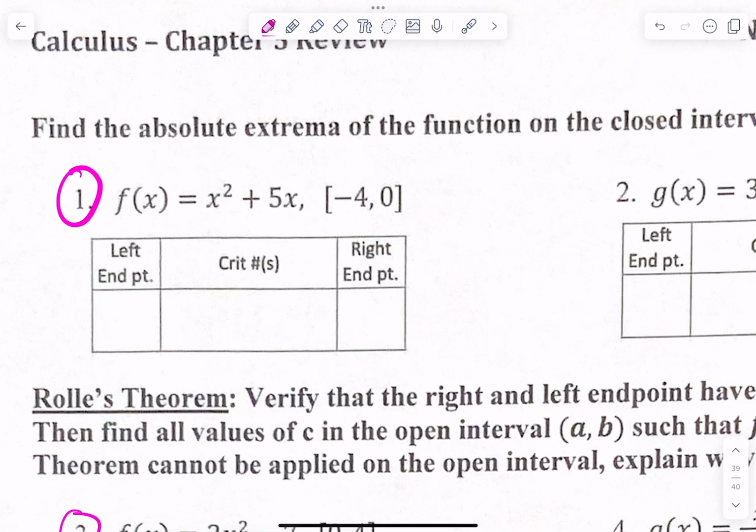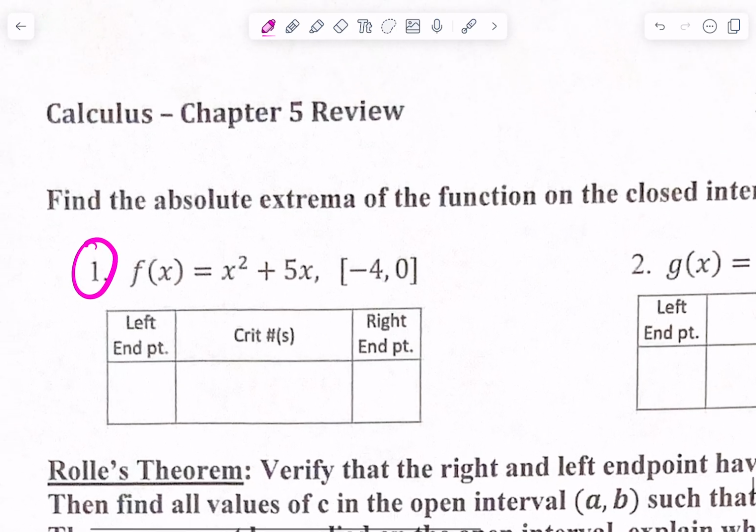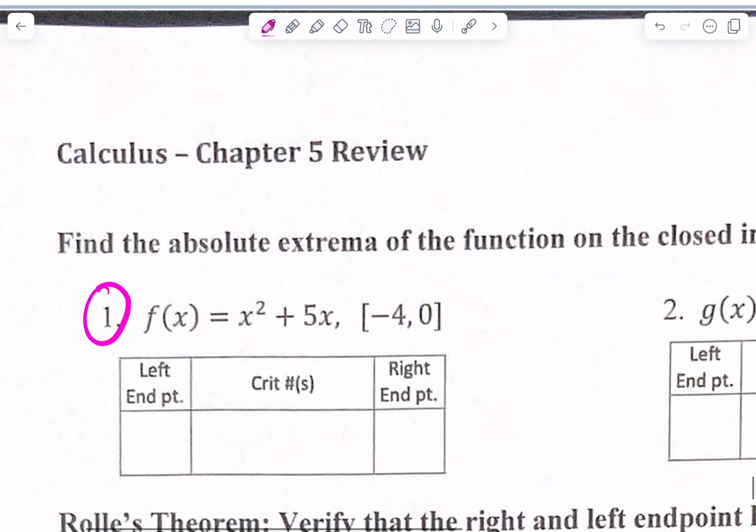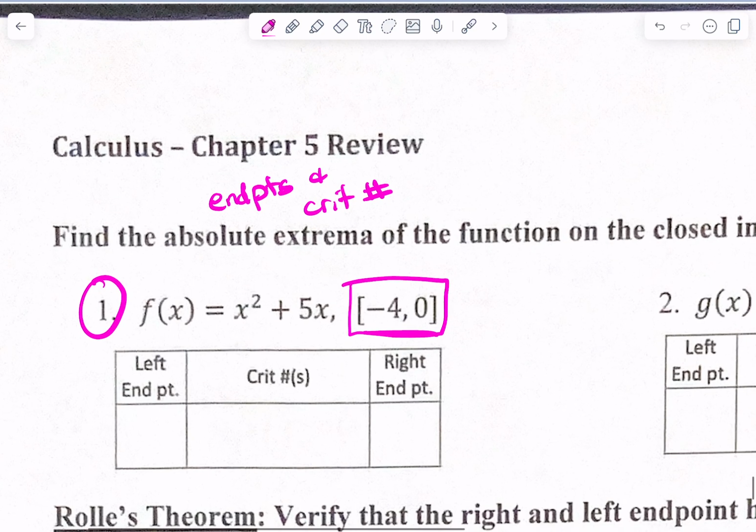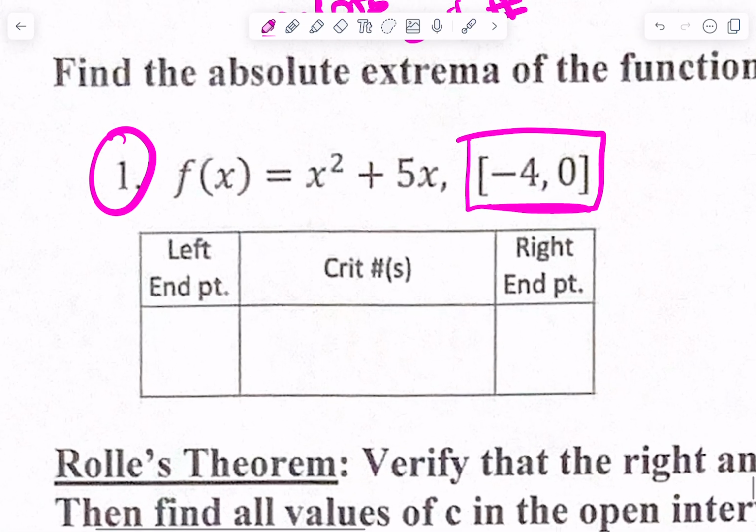Here we go. Find the absolute extrema. The only points that are going to give me an absolute highest and lowest point are checking the endpoints and checking critical numbers. So, left and right endpoints, if I have a closed interval. Do you guys know what I mean by closed interval? It's closed. It's not going from negative infinity to positive infinity. It has a left and right endpoint, okay? So we've got to check those, and we've got to check any critical numbers in between, and we're trying to figure out which one's the highest and lowest.